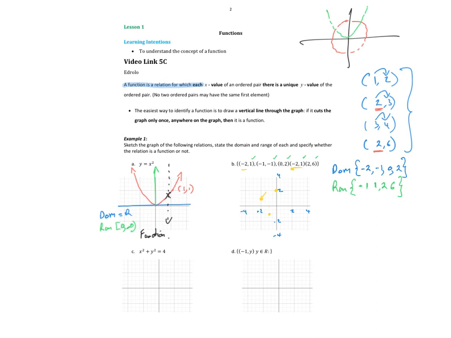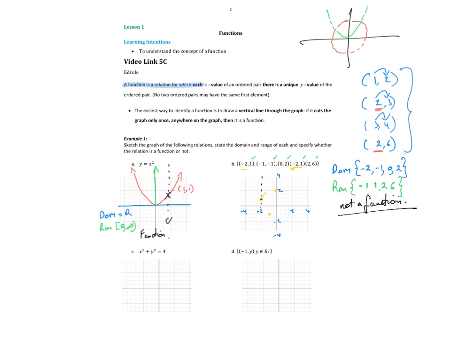And is it a function? Well, if I draw a vertical line through that point there, I go through 2 points in my relation. So no, it's not, since I've repeated a point. It's not a function because it has to be unique.